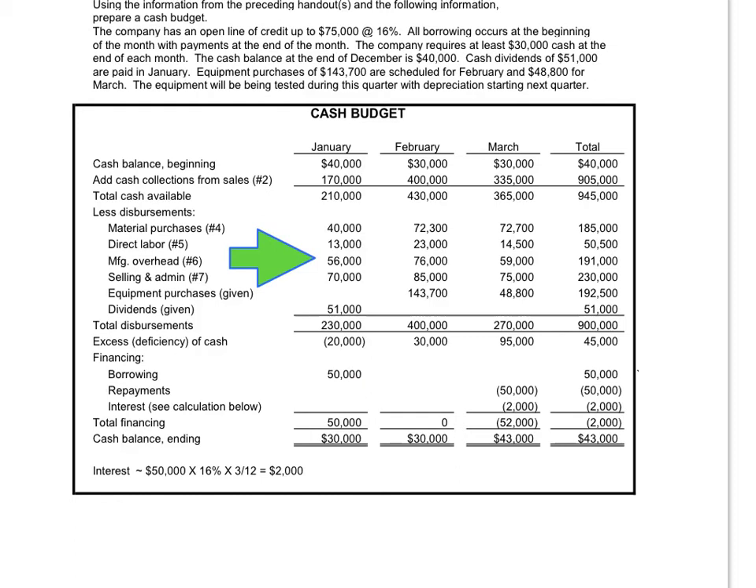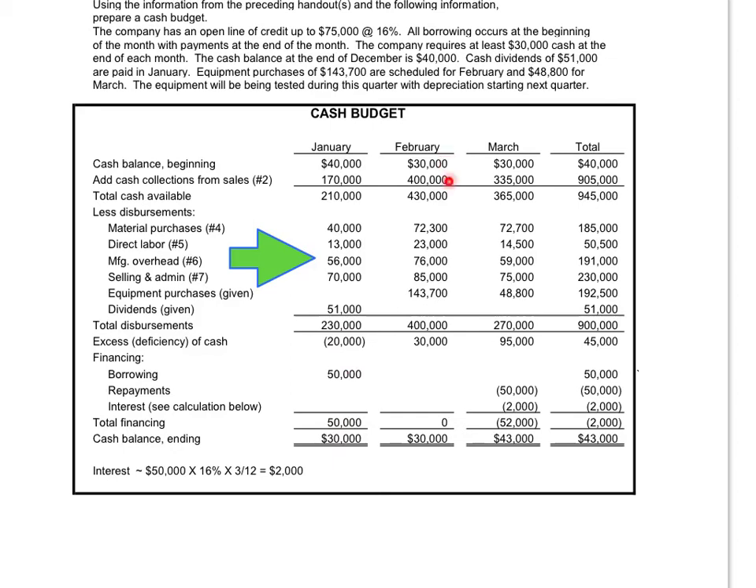So we borrow 50,000, and the financing section consists of 3 rows. And when we say total financing, we're just totaling our borrowings, repayments, and interest. And of course, there's only borrowings this period, so we have our 50,000. So we take our deficiency plus our total financing of 50 gives us an ending balance of 30,000. Okay, this 30,000 becomes our beginning balance for February.